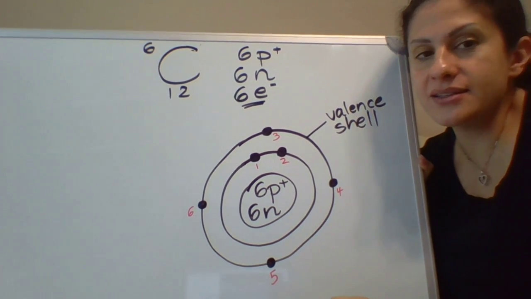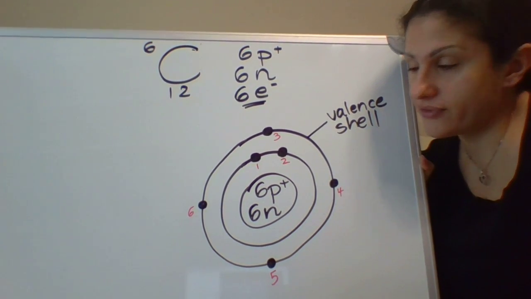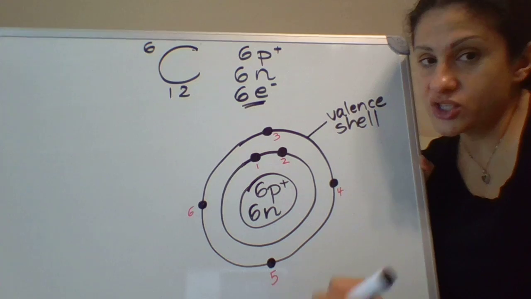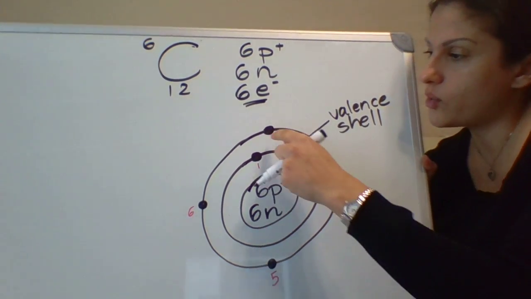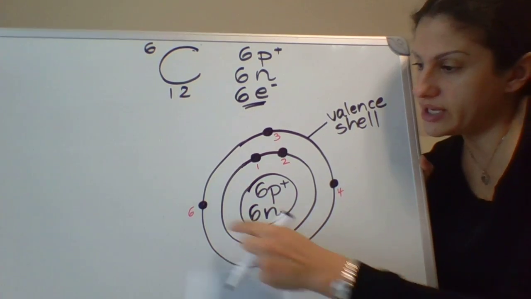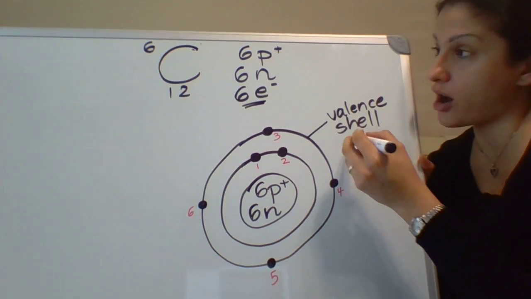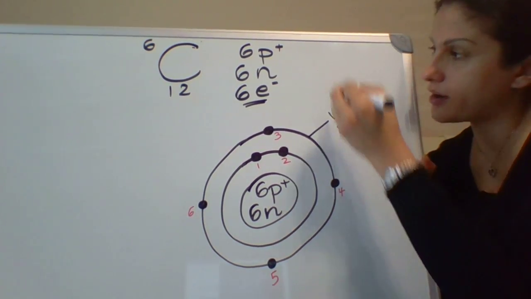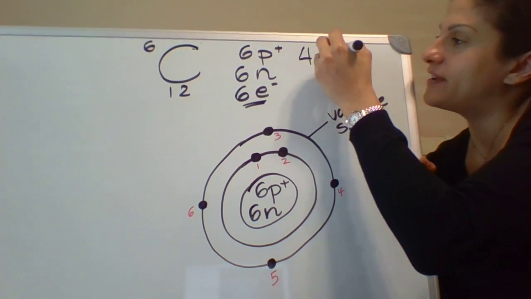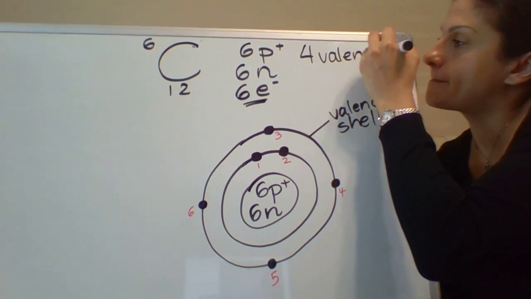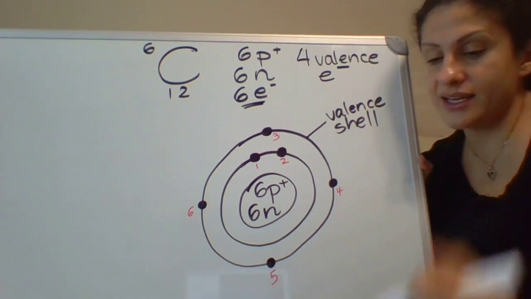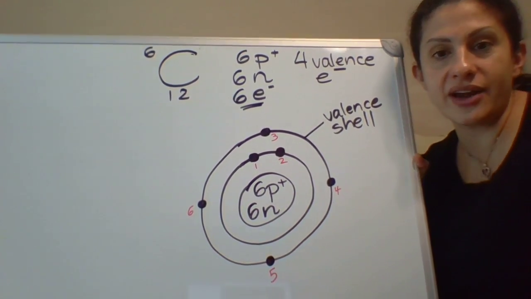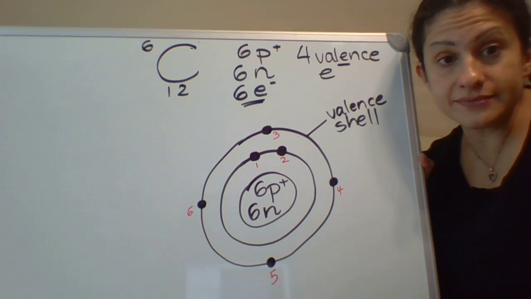How many valence electrons do you think we have? So count how many electrons we have in our valence shell. 1, 2, 3, 4. So carbon has 4 valence electrons. That is how we do the Bohr-Rutherford diagram for carbon.